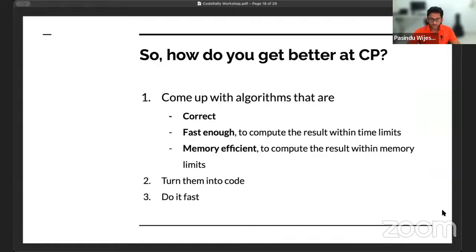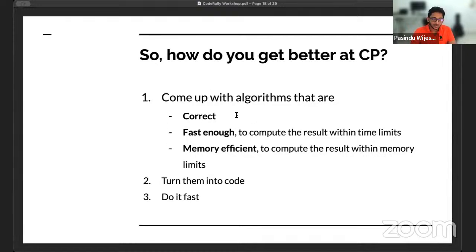Now, moving on to the next step: how do you get better at competitive programming? We took a look at what competitive programming is, and we broke down the intricacies that you have in competitive programming competitions. Now we want to look at how you can get better at it. The first thing is that you need to be able to come up with algorithms that are correct, fast enough, and memory efficient in order to score. So one thing you need to get better at is coming up with these algorithms.